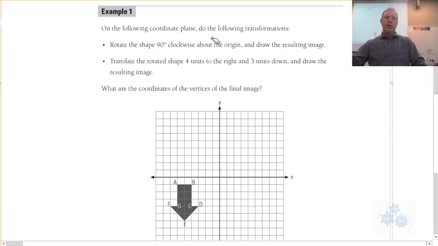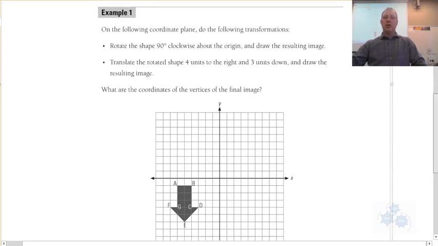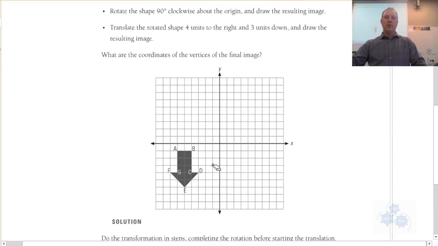So on the following coordinate plane, do the following transformations. Rotate the shape 90 degrees clockwise about the origin and draw the resulting image. Translate the rotated shape 4 units to the right and then 3 units down and draw the resulting image. What are the coordinates of the vertices of the final image? Okay, so you do have this in your handout there. You have the solution, but before you look at the solution, let's just see what they're talking about here.